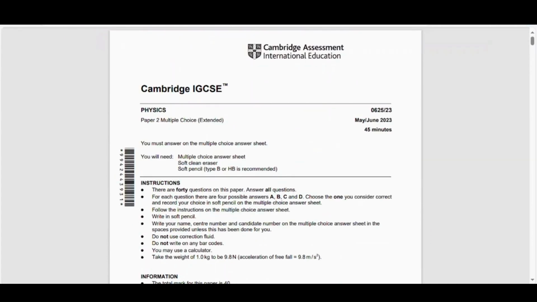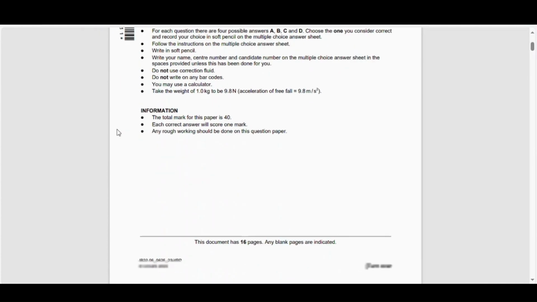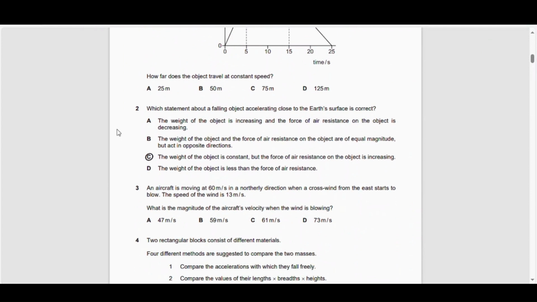Okay, so if we move on to the next paper, we've got May, June 2023, moving into summer now, and we're going to look at variant 2-3. So the first question here, we're talking about a falling object, so it's free fall. So which statement about a falling object accelerating close to the Earth's surface is correct?